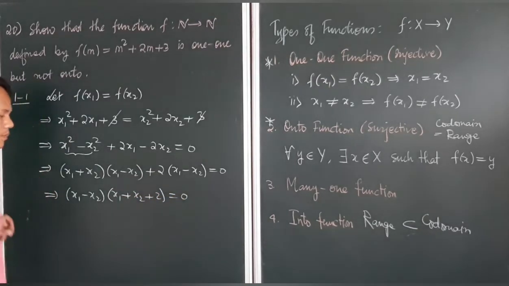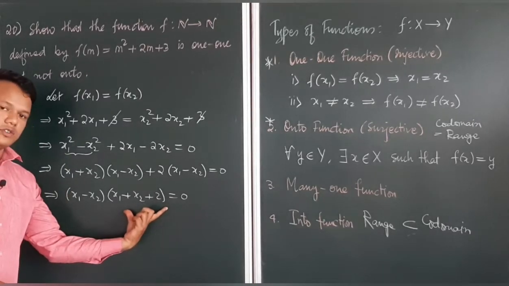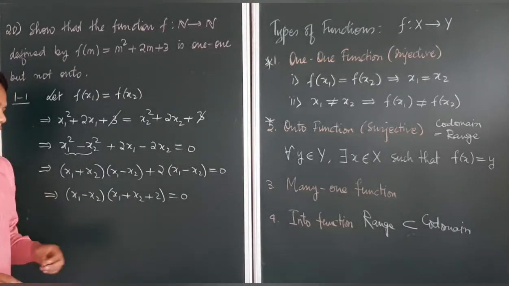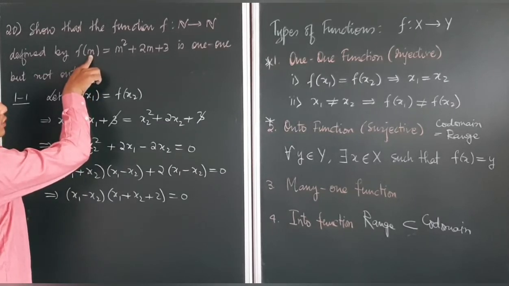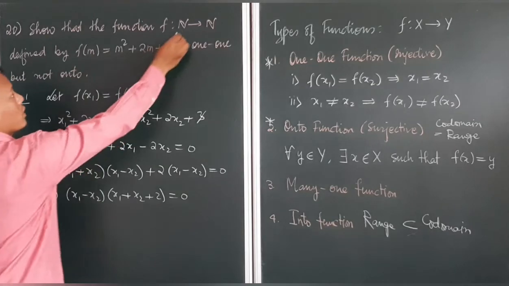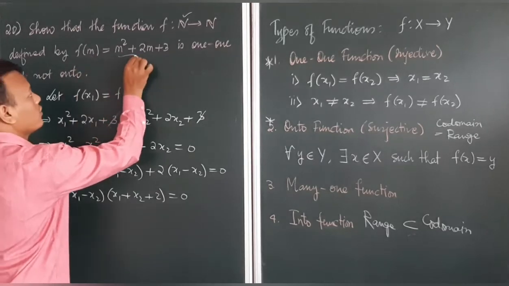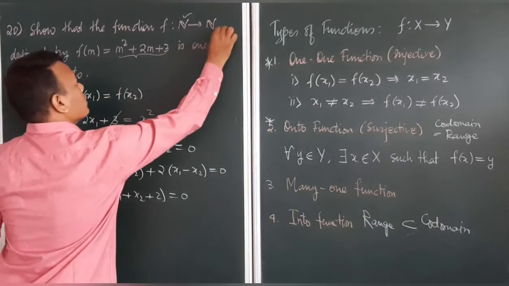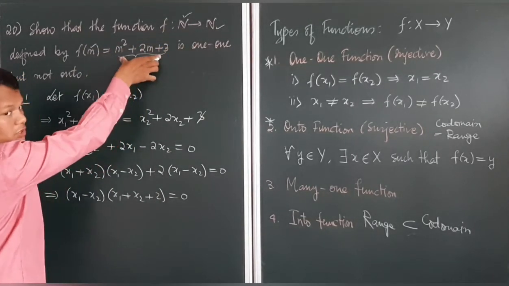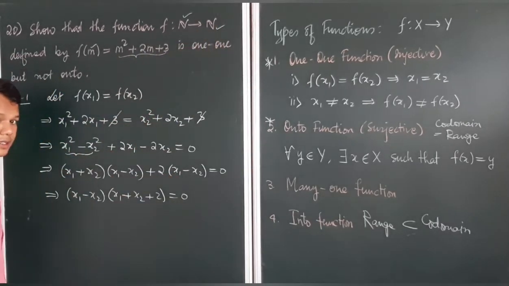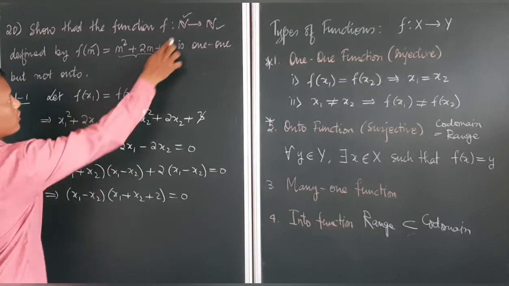Here we are left with x1 plus x2 plus 2 equals 0. Now we see that the product of two numbers is 0, so either this is 0 or this is 0. Now can this be equal to 0? Let's see. What are x1 and x2? See here carefully. This is the element coming from the first set, so m is a natural number, and the result comes from the second set. So x1 must be coming from the first set, isn't it?